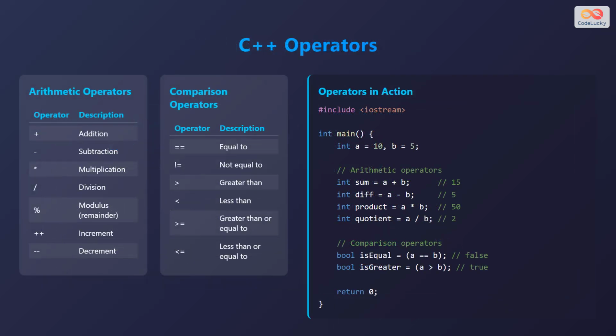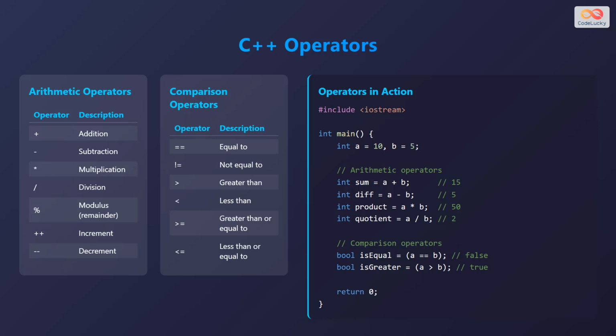Now let's explore operators in C++. Operators are symbols that perform operations on variables and values. Let's start with arithmetic operators. The plus sign is for addition, the minus sign for subtraction, the asterisk for multiplication, the / for division, the percentage sign for modulus, that is remainder, ++ for increment, and -- for decrement.